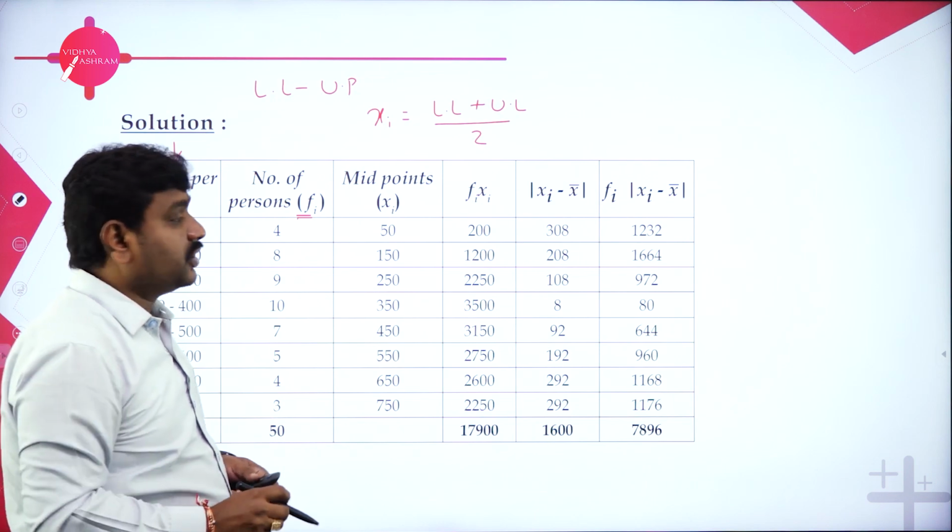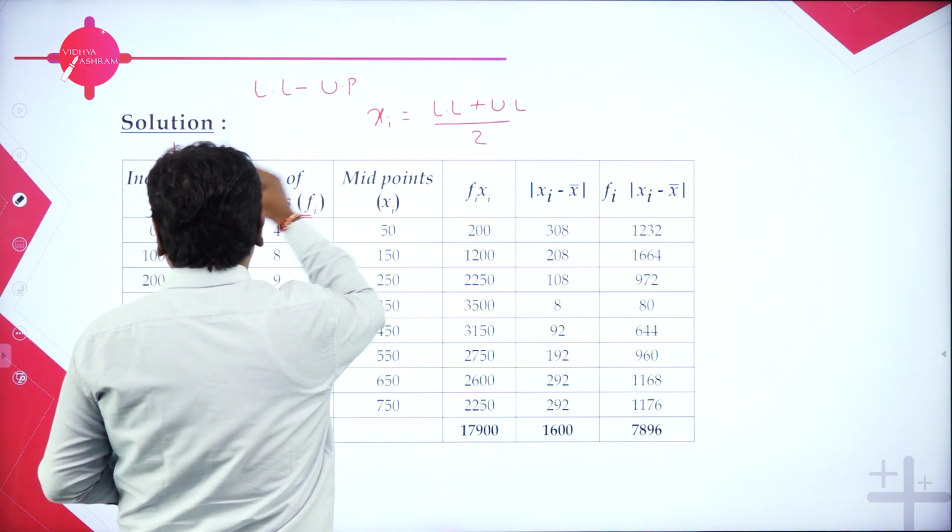And if you want the mean, we want fi into xi. So multiply these two.